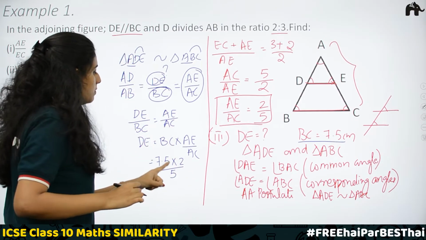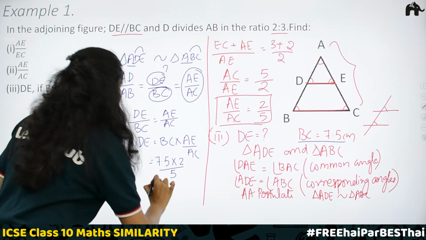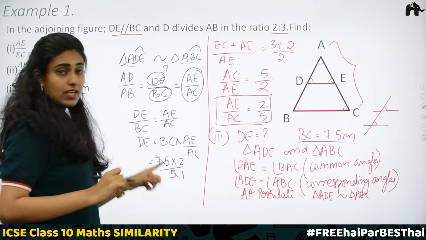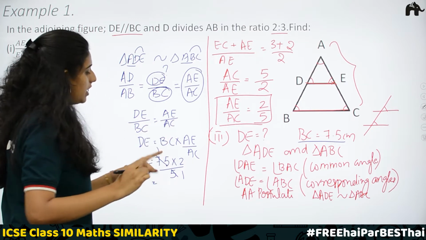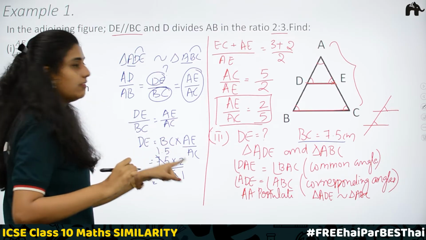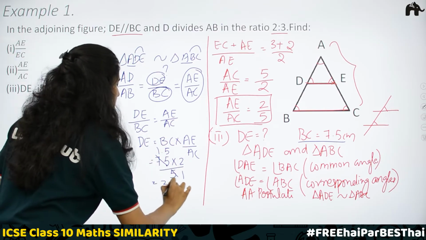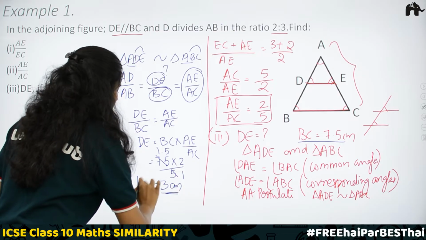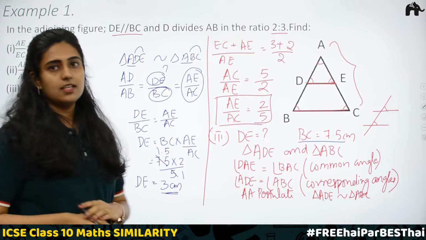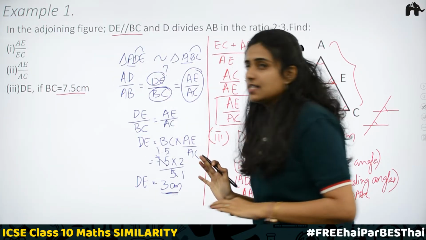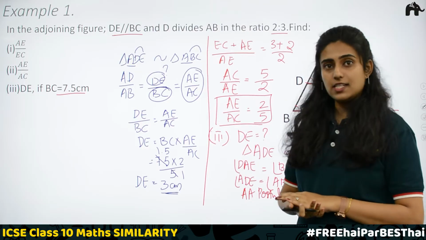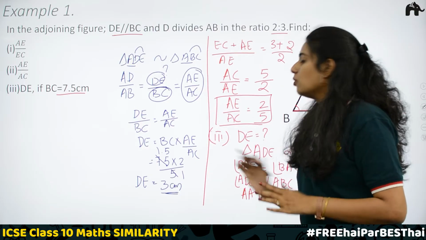Okay. What is 7.5 divided by 5? We get 1.5. So 1.5 into 2 is equal to 3 centimeter. This is the required length of DE. We got DE is equal to 3 centimeter. Clear? First, we are showing these two triangles are similar. After that, using the property that the ratio of the corresponding sides are equal, we are going to find what DE is.